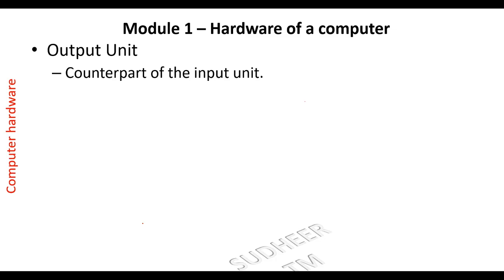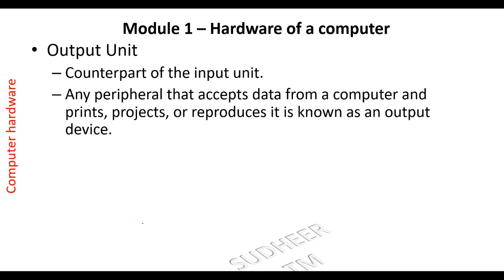Now the output unit: the data processed within the processor, or within the CPU, and the result of those operations will be sent out to the external world, to the user, through the output unit. Any peripheral that accepts data from a computer and prints, projects or reproduces it is known as an output device.